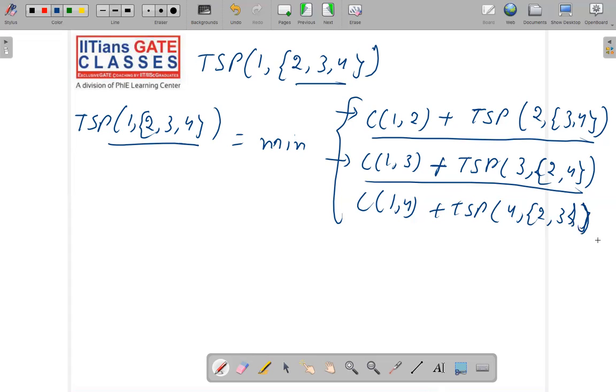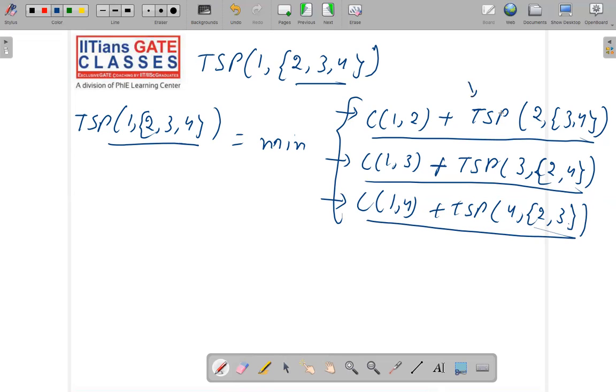So I have these 3 choices. Unless I solve all 3, I will never know that. Unless I solve all these 3 problems, right? I don't know which one is the better one. So I have to solve this one also.